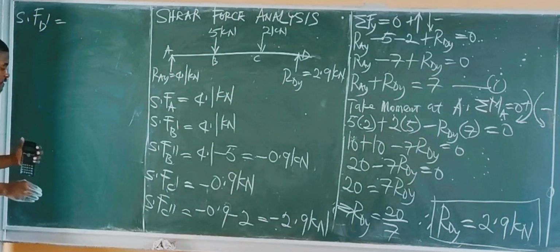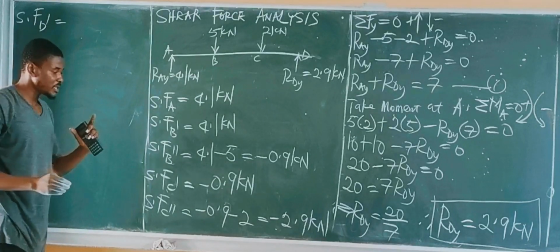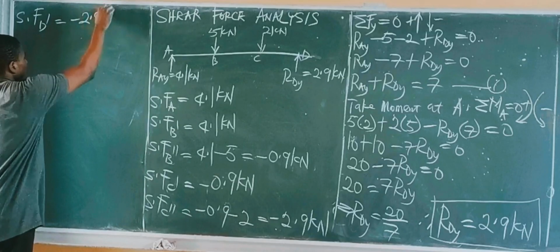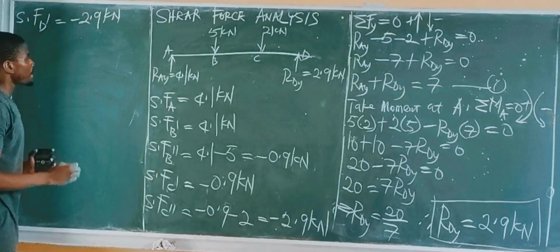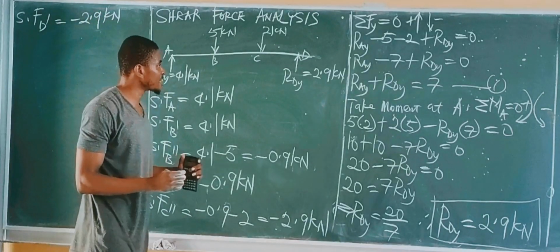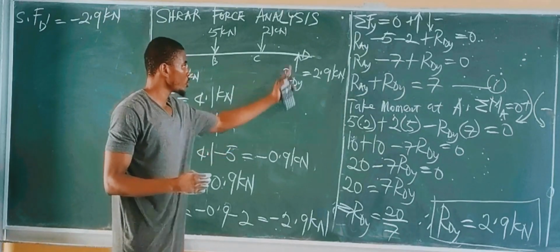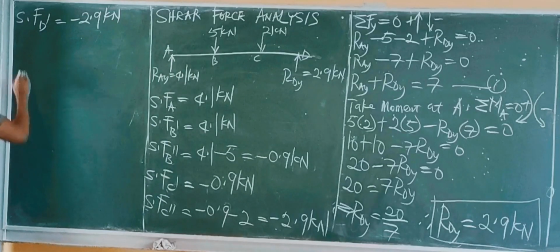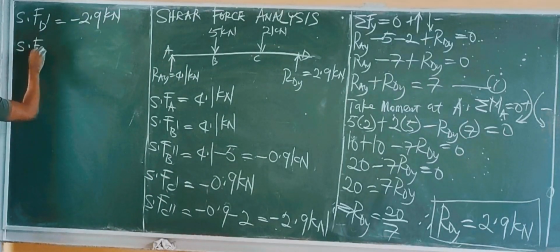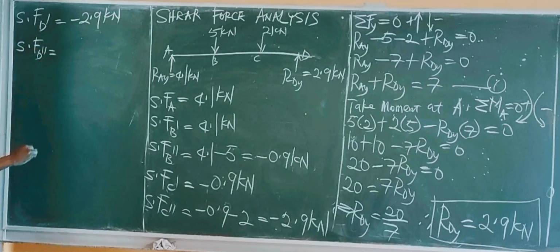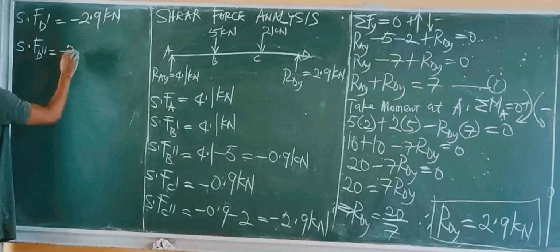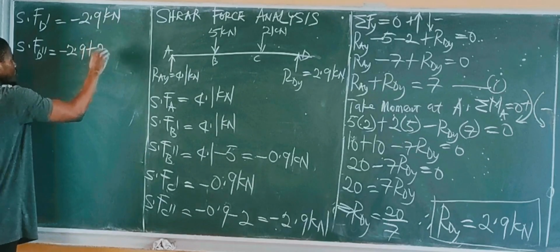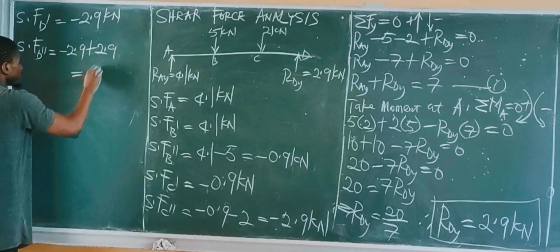So it moves from point C down to point D. Initially, it still remains minus 2.9 kilonewtons. But on getting to point D, it now encounters an upward force whose value is also 2.9 kilonewtons. So you simply have shear force D double prime, which means finally at point D, the minus 2.9 kilonewtons force now encounters an upward force of 2.9 kilonewtons.